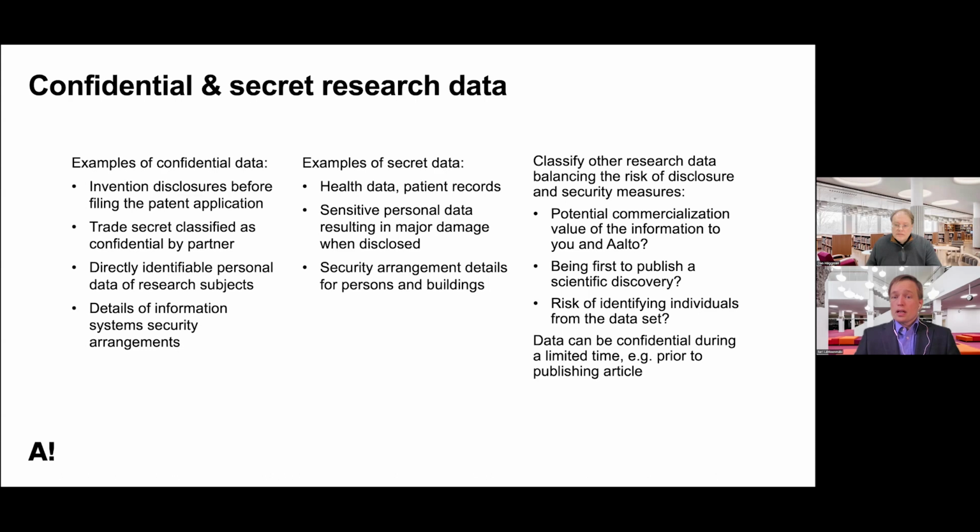Is there any potential commercialization value of the information for you and Aalto? Would you like to be the first one to publish a scientific discovery? Then your research data might be confidential until you get the paper out, and then it becomes public. That's also quite a general approach. You can also consider if there's a risk of identifying a single individual from the dataset. Can you pseudonymize or anonymize it further to make it publishable?